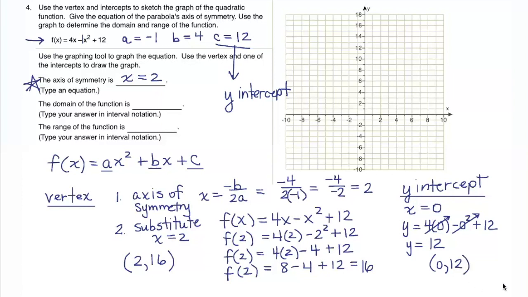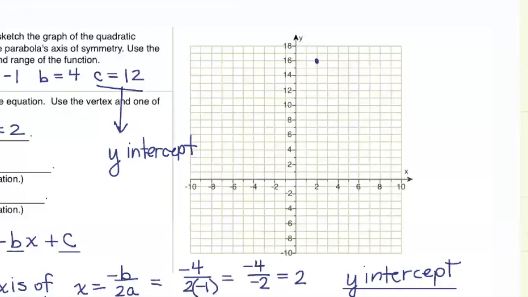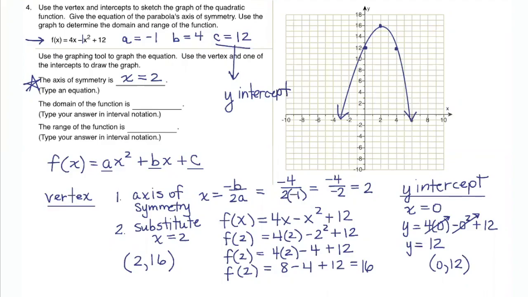And in MyMathLab, you would begin by clicking on the vertex, which would be (2, 16). You would continue by clicking on the y-intercept, which goes on the y-axis here. And then you're going to see it open up the parabola for you. In this case, the y-intercept is enough to get the graph.